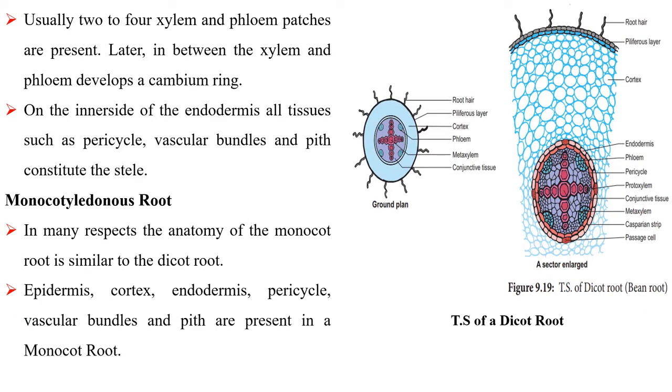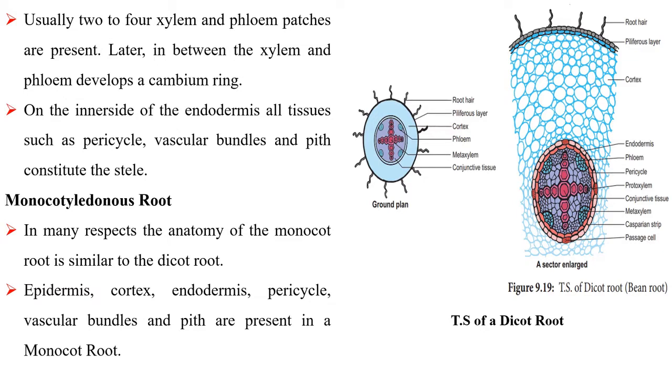Usually 2 to 4 xylem and phloem patches are present. Later, a cambium ring develops in between the xylem and phloem. On the inner side of the endodermis, all tissues such as pericycle, vascular bundles and pith constitute the stele.